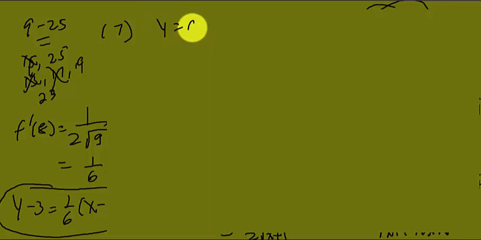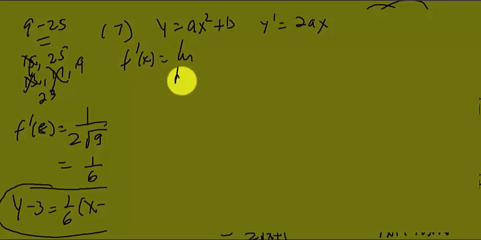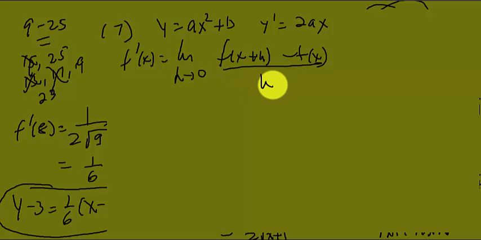17, you have y is equal to ax squared plus b. They want you to find y prime of x. Well, we know what y prime is going to be, 2ax, right? Well, we can't do it that way. So we have to go the long way. F prime of x is equal to limit as h goes to 0, f of x plus h minus f of x, all that over h. There is a reason I'm writing this down every single time. It is not because I don't know the formula, it is because I expect you to do the same thing.